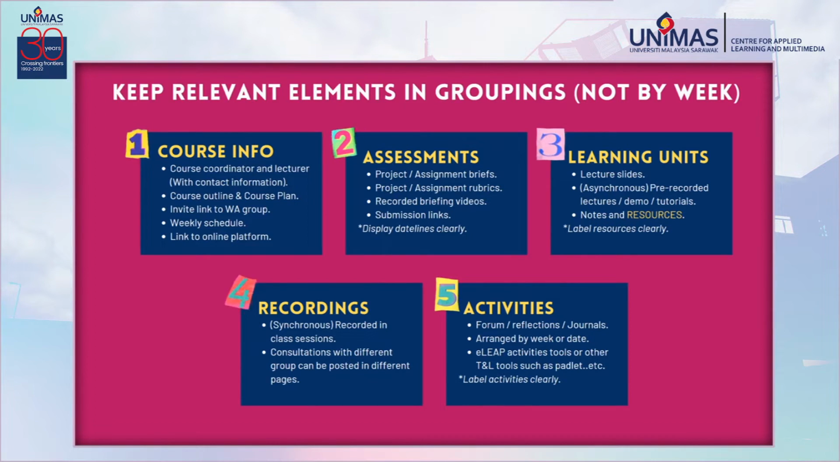So usually in my eLEAPs, I have 5 to 6 sections. Firstly being course information. So you have your course coordinator, all of your information. It's good to put your contact information there as well, because especially for first year students, you can put the invite link to the WhatsApp group there, so that they don't have to hunt for your number. They can just click the link and then straight away they go into the WhatsApp group. And then your course outline, course plan as usual, and then your weekly schedule if you do have, which I do suggest that you do. It's easier for students to manage their time.